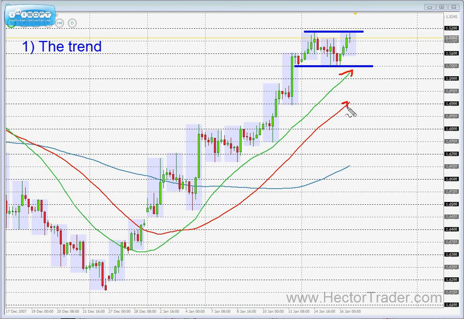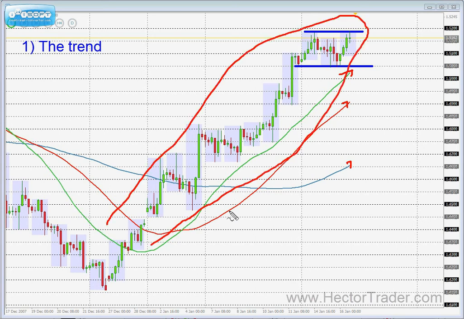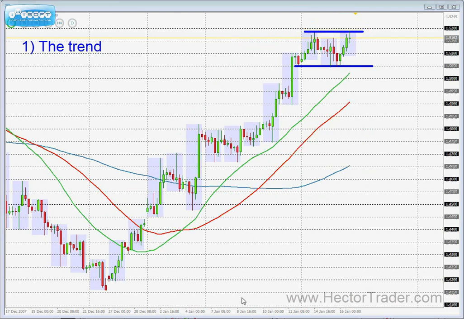I mean, all the moving averages are pointing up, price is spending most of the time on the right side of the 50 simple moving average, which is this one in red. Price is nowhere near the 100, etc. Okay, so yeah, it's a pretty nice trend. I reckon this is a trend I could try.